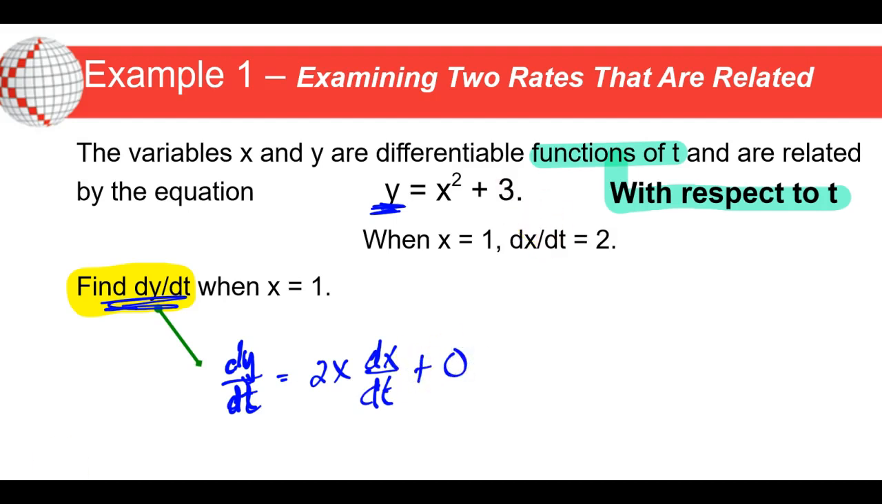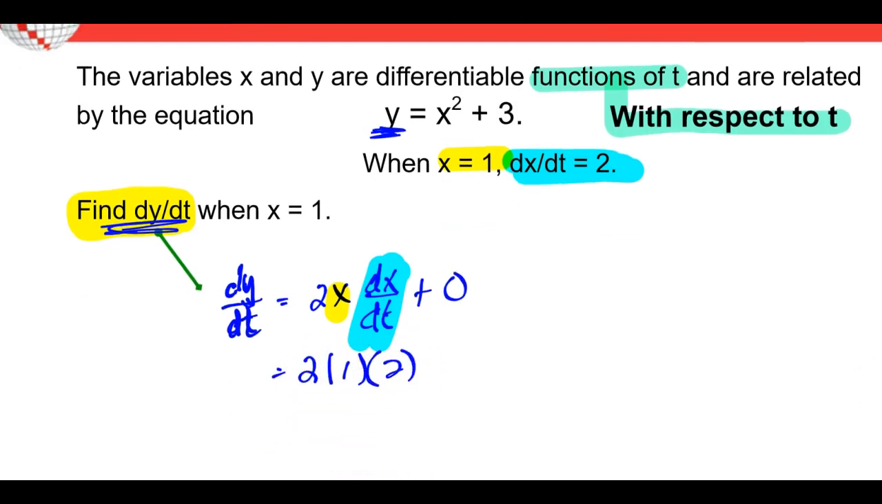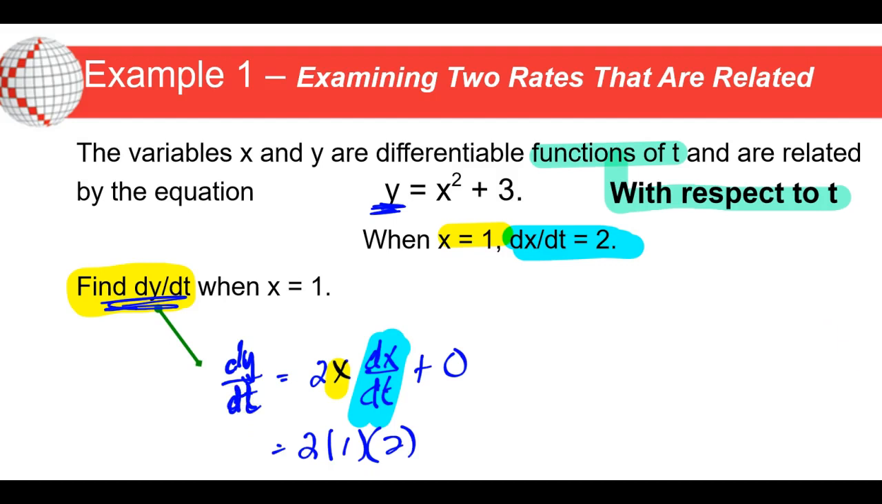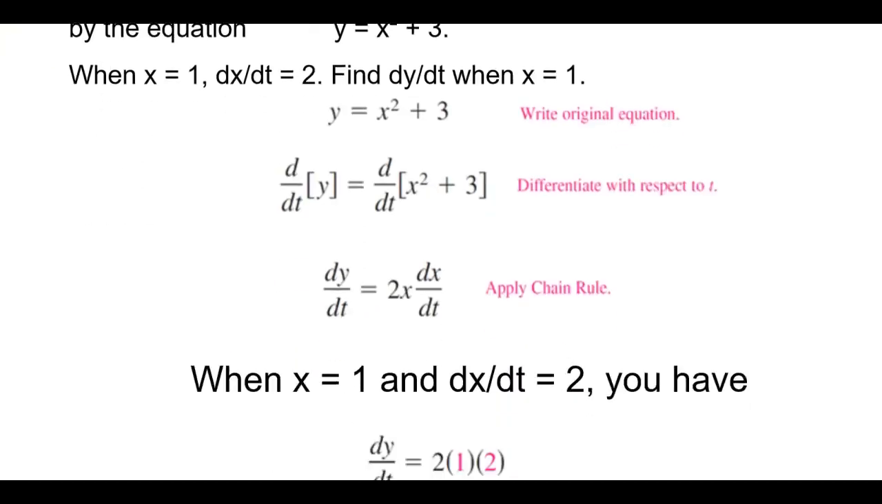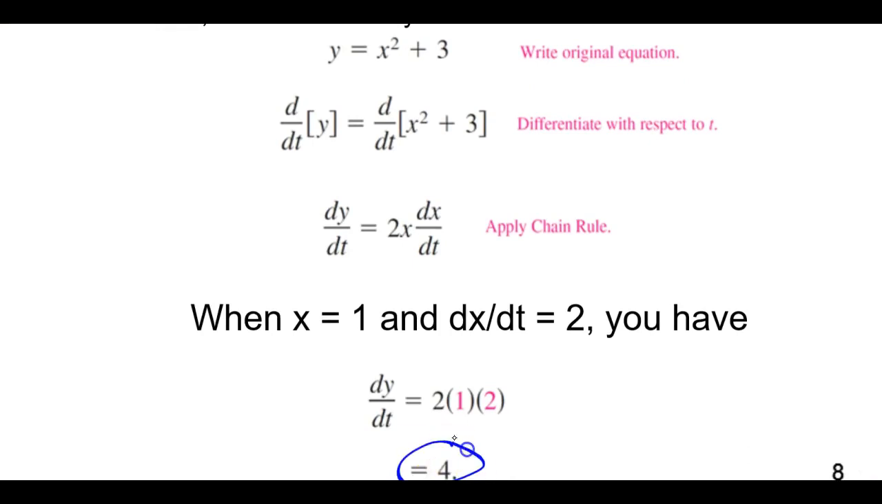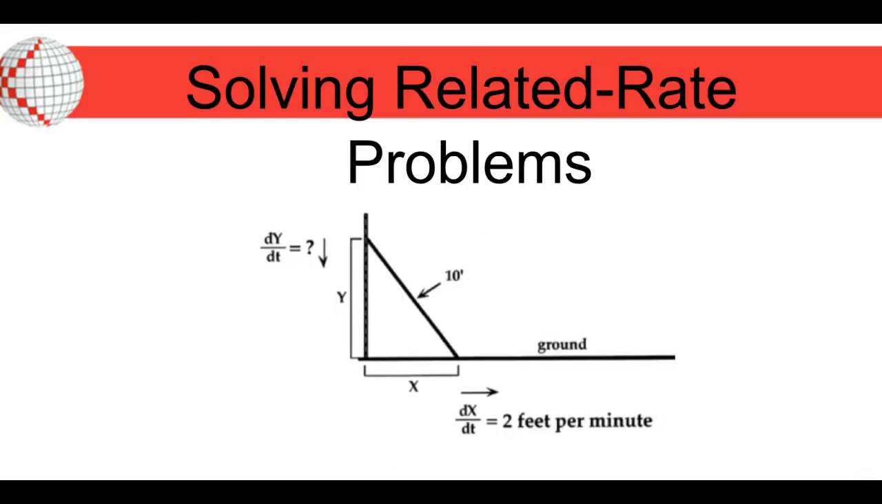And the nice part about this is they gave me some information. dx dt is 2 and x is 1. So I'm going to plug those values in. 2 times 1 times 2. And the answer here is dy dt, which is what I'm looking for, is equal to 4. And here's the author's solution, and they have the same answer.